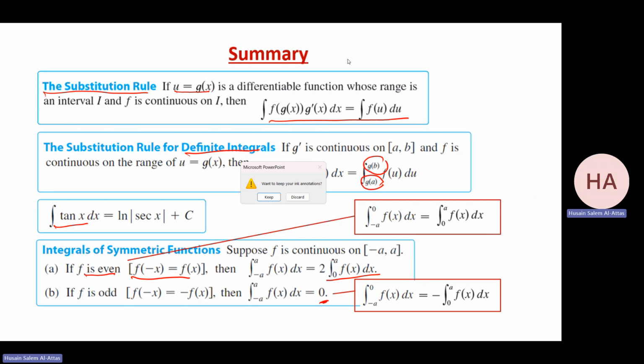I think I will stop the recording here, and then I will continue. I think we covered most of the ideas in this section, 5.5. The remaining is just doing problems. And this is what I will do, inshallah, in the next recordings.